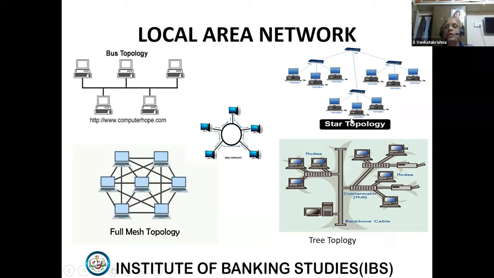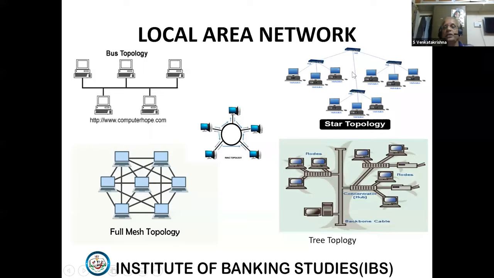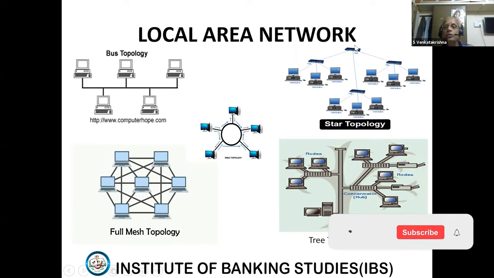What is a star topology? Again, you go through it. Distributed controls are based on ring and bus topologies, while centralized control is in the star topology. When I say centralized control, see, centralized control is here. It is connecting to all, and under this, it is there. So it is distributing through these, but central control is kept here.